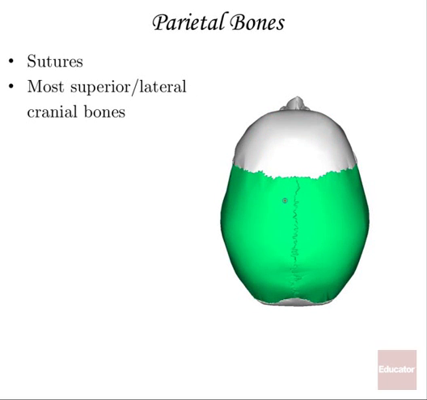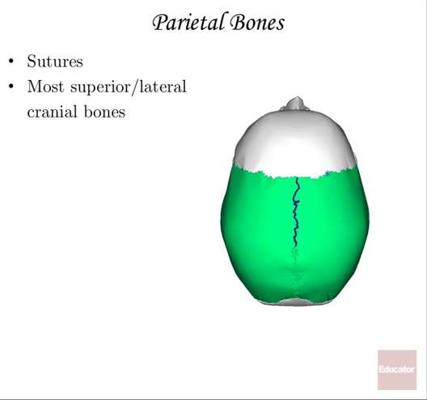Next up, the parietal bones. And you can see there is a major suture right here. This is just simply called the sagittal suture. I'm not going to draw that the whole way down, but that connects the two parietal bones to each other. You can see also there is a suture right here connecting it to the frontal bone.